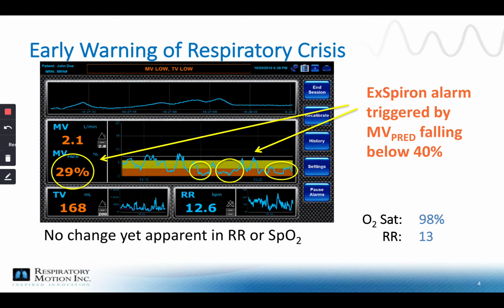This patient is likely heading for trouble, and without intervention, may eventually develop metabolic changes detectable by oximetry and capnography. Note that the SpO2 and respiratory rate were still normal in this patient.